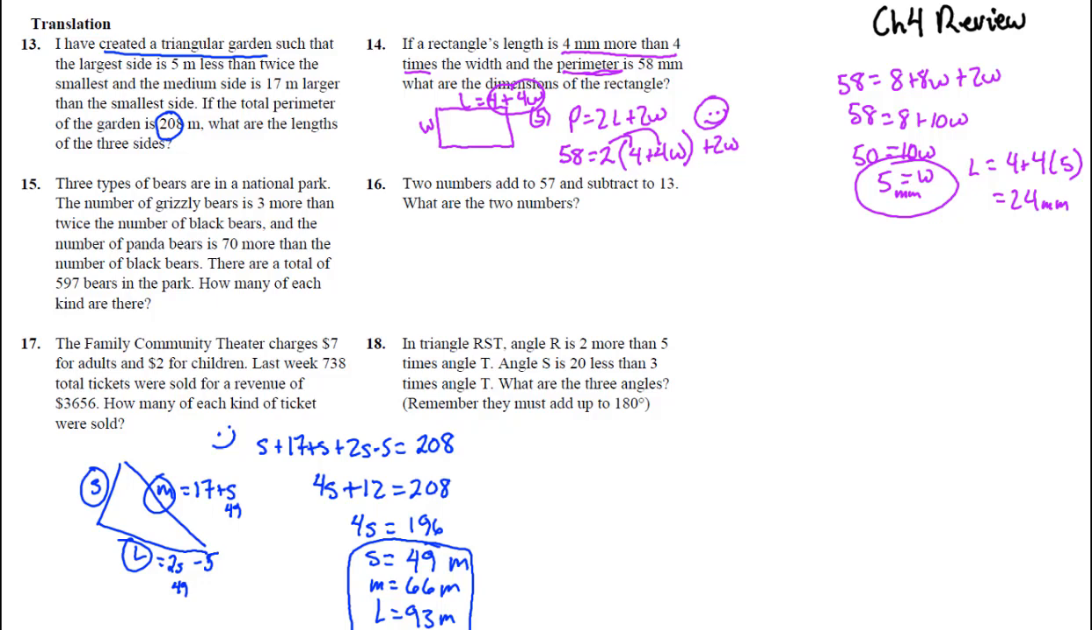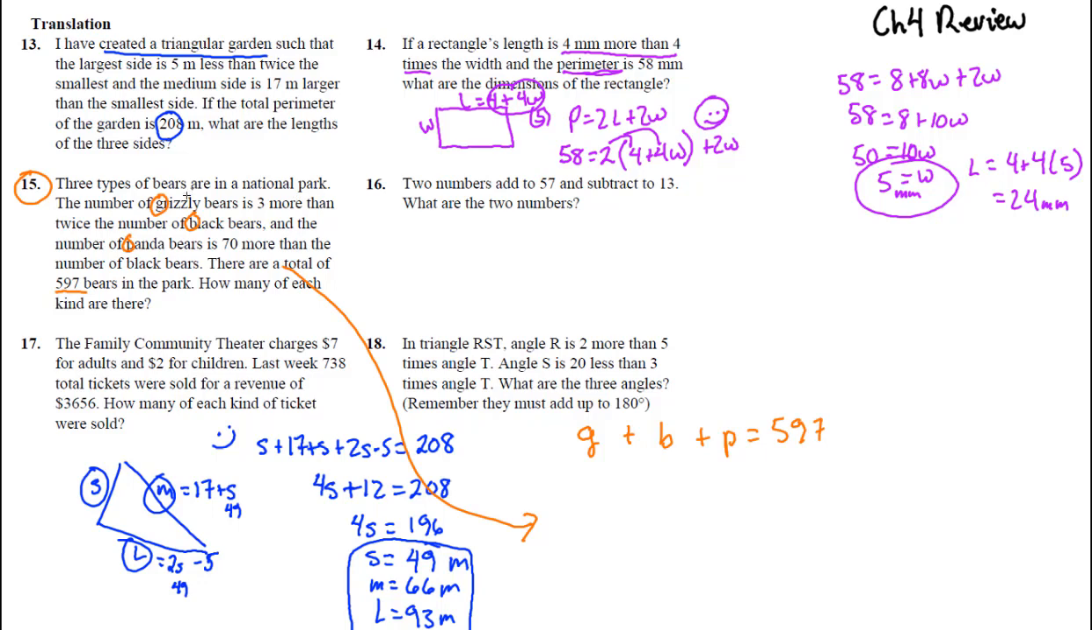All right, number 15. Let's do this one in orange, and we'll bring it down here. So we have 3 types of bears in a national park. We have grizzly bears, that's going to be G, and we have black bears, and we have panda bears. And there's a total of 597. So let's write that down here. Grizzly bears plus black bears plus panda bears is going to equal 597.